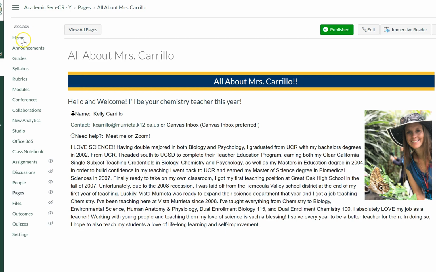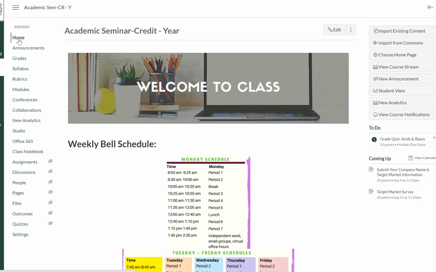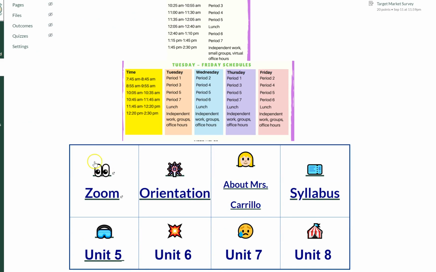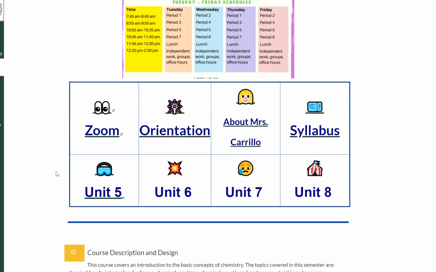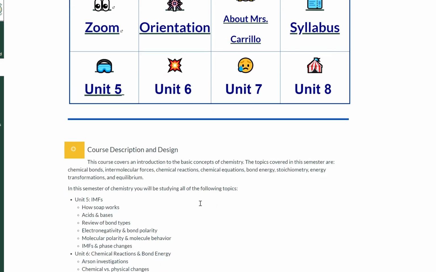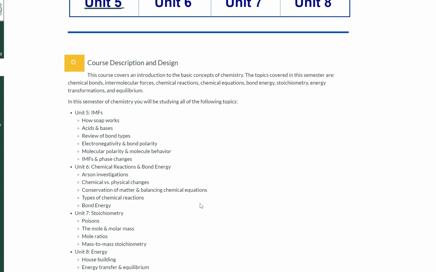All right, so I'm going to show you a little bit around this class. So first off, this is our homepage. On here I have the weekly bell schedules. Here is the Zoom link. It's nice and easy for students to find, and for the most part, everybody has had no trouble logging into Zoom. If you scroll down, you'll see the different units that we're going to cover. These are direct links to the first page of those units. Keep scrolling and you'll see the course description.